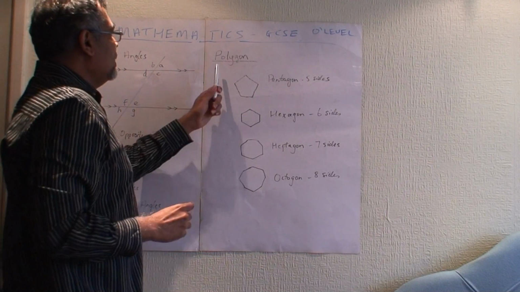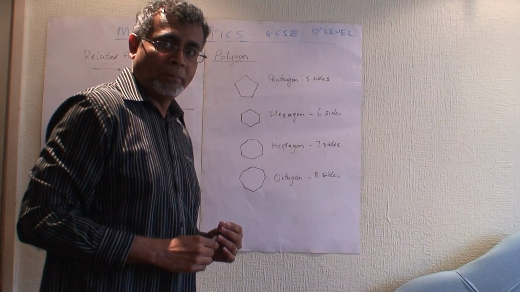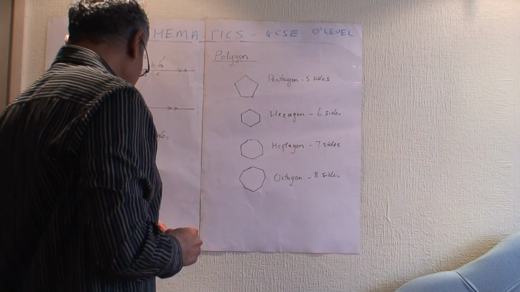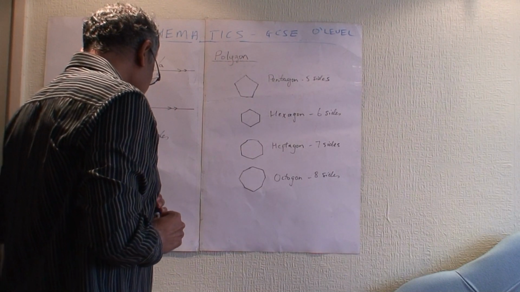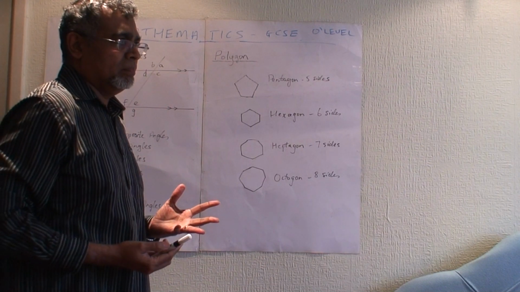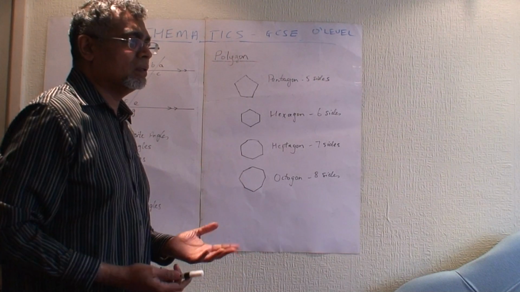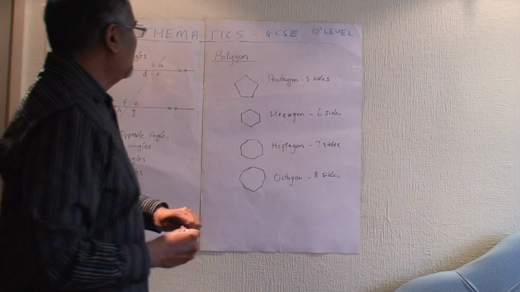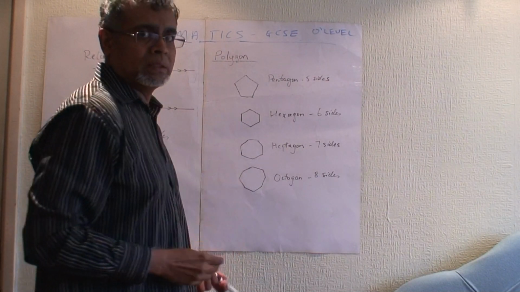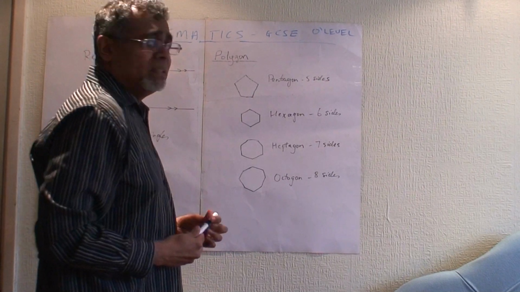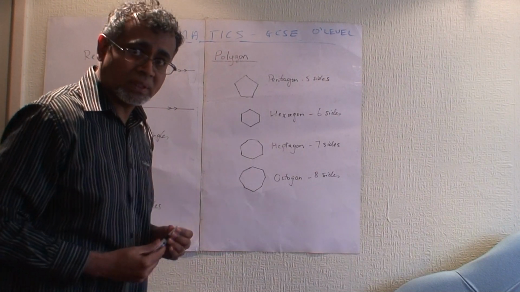Here we have the polygon. A polygon is any figure that can have any number of sides, such as a triangle or square. We dealt with triangles and squares. But here we have certain shapes with different sides. We dealt with the triangle with 3 sides and the square with 4 sides.